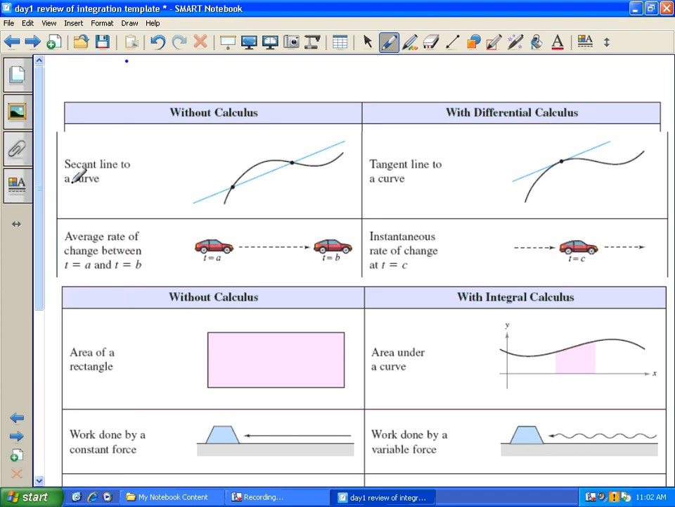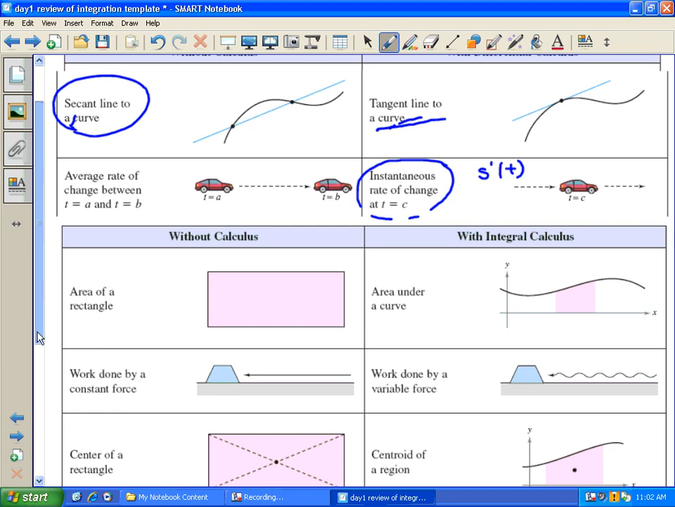So for example, in Calc 1, without calculus, we can do a secant line to a curve, but with calculus, we learn how to do a tangent line or find anything about the rate of change of a function, the slope of a function at a given point. We call this the instantaneous rate of change of a function. For example, if it's a distance function, the instantaneous rate of change would be your s prime of t, and that would be your velocity, right? So we learned it in Calc 1.